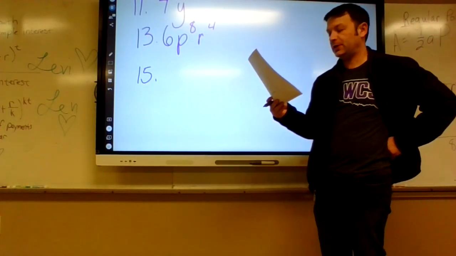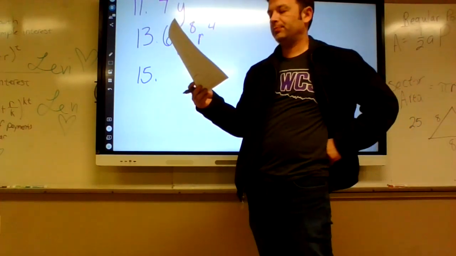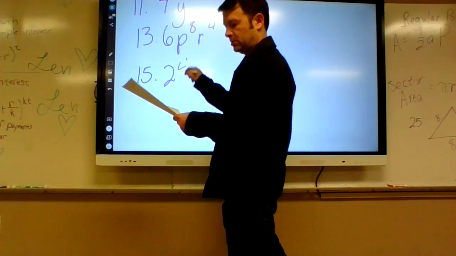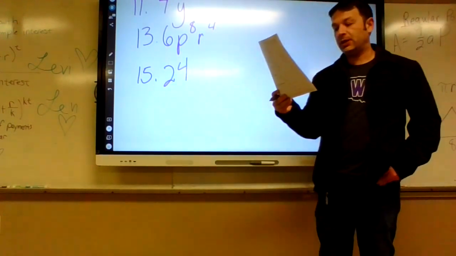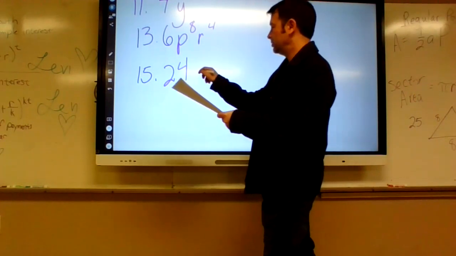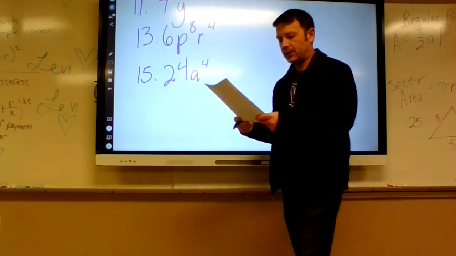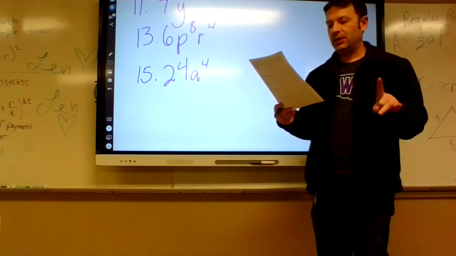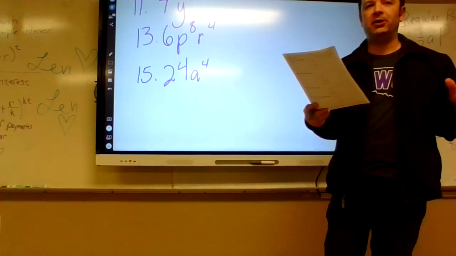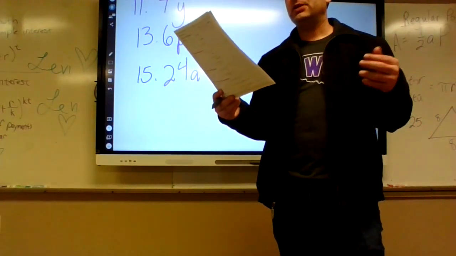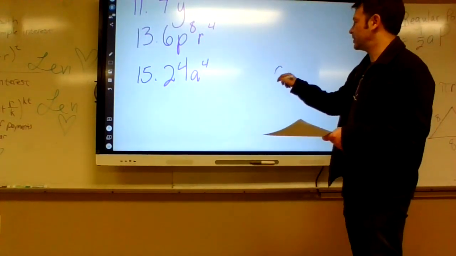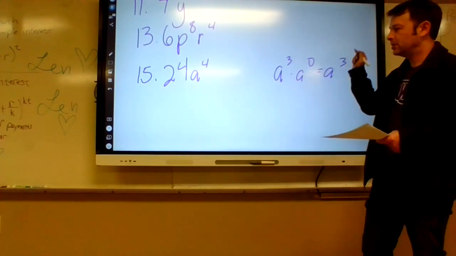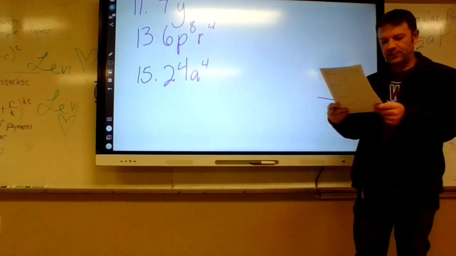Macy, on number 15, what do the normal numbers become? 24. And then how many A's do we have? 4. What do you do for 0 again? How many B's do we have? 8. Anything to the 0 is worth 1. But if you multiply by a 1, it does nothing, so it just disappears. If you're doing like a to the 3rd times a to the 0, you're adding exponents, so it's just a to the 3rd. Anyways, how many B's did we have? 8.